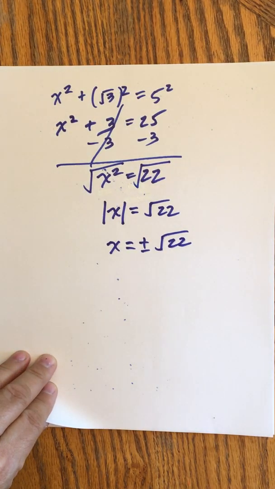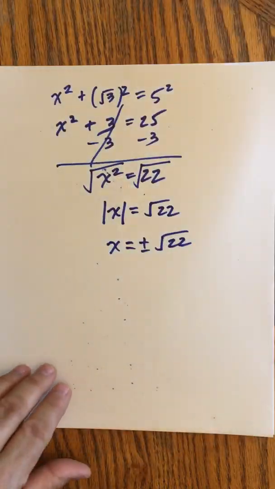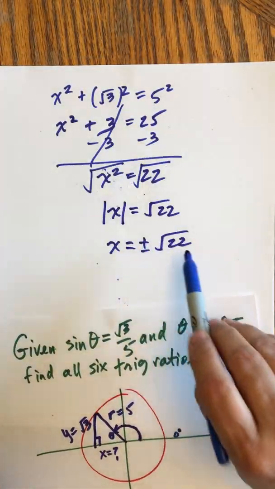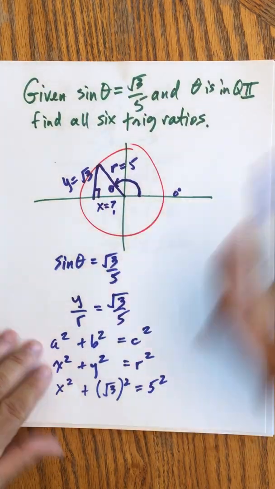So now we have the triangle, and we know that x is either positive or negative square root of 22, but because we're in what?